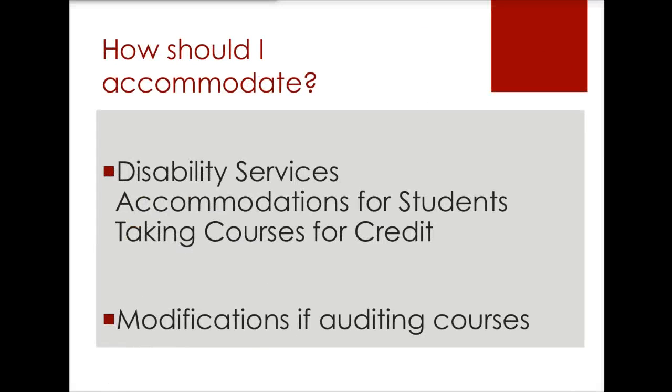You might be asking how you should accommodate the student. Well, certainly if the student is taking your course for credit, then you'd want to go through your Disability Services office on your campus to find out what kinds of accommodations you should be doing for this student. But if your student is auditing the course and not taking it for credit, then you might be able to provide some modifications to that student.